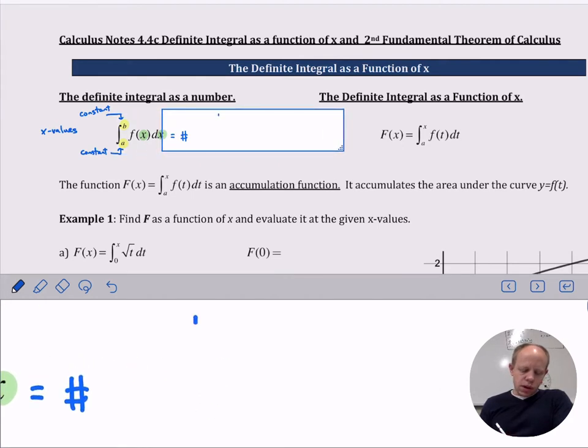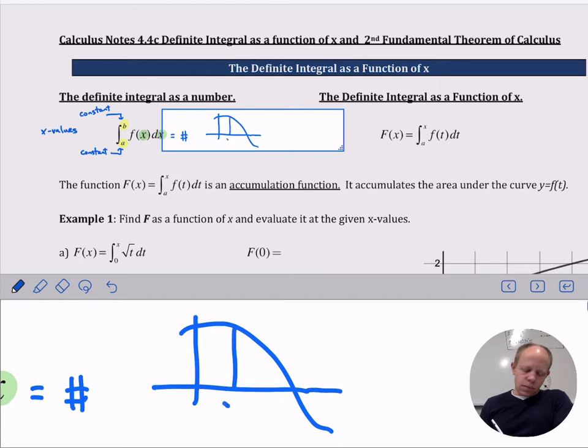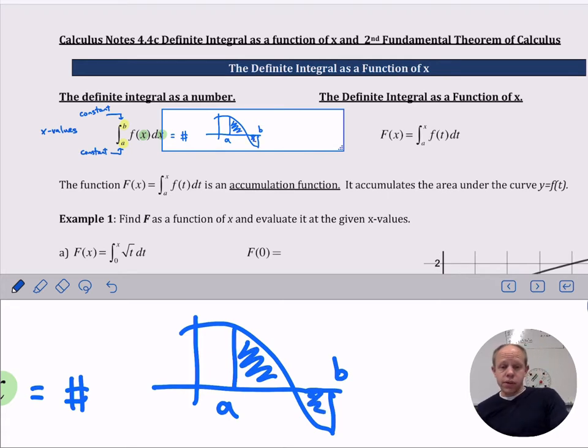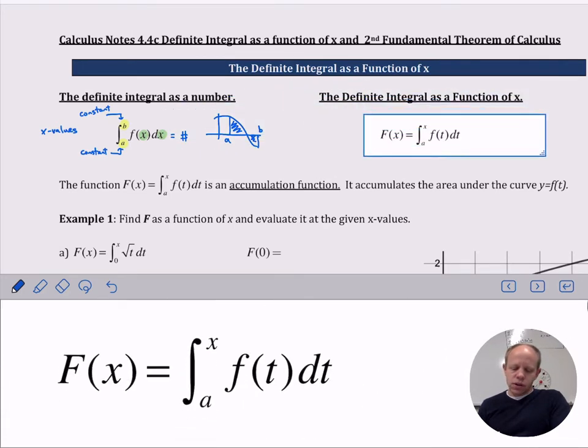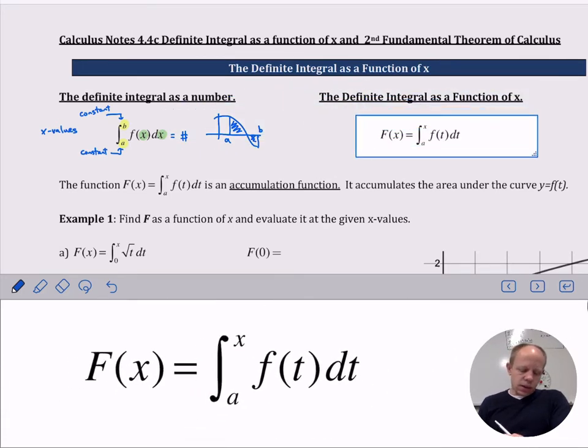And remember, what we're talking about is just whatever function we have. If we go from a to b, then it's going to be the total displacement of all this area right here from a to b. Well, what we can do is actually think about the definite integral as a function of x now. And so we're actually going to get a function that's going to give us this definite integral.